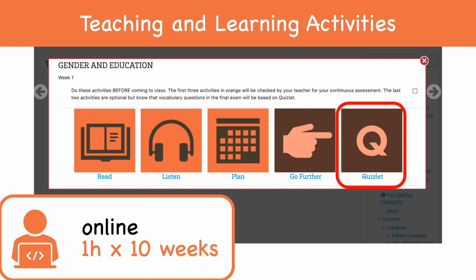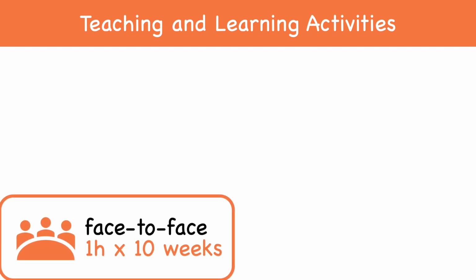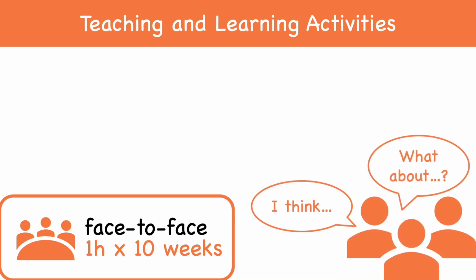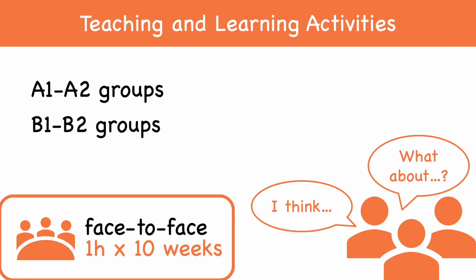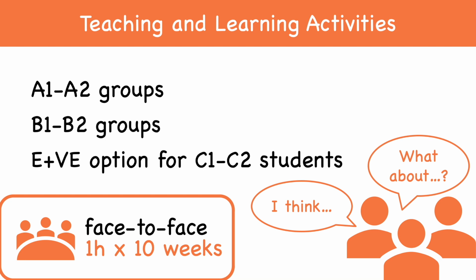Now let's look at the face-to-face part. So there are 10 hours of face-to-face classes and they will be dedicated to oral interaction. You will be in small peer groups of a similar level. There are A1, A2 level peer groups, B1, B2 level peer groups, and C1 and C2 students have the choice of integrating a B1 or B2 level group or following an alternative course called Erasmus Plus Virtual Exchange, and you will be contacted directly about this by your teacher.